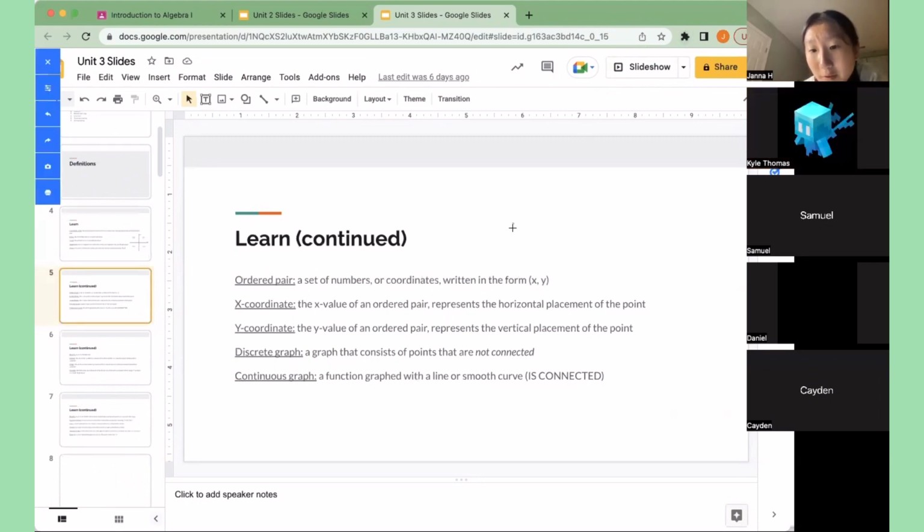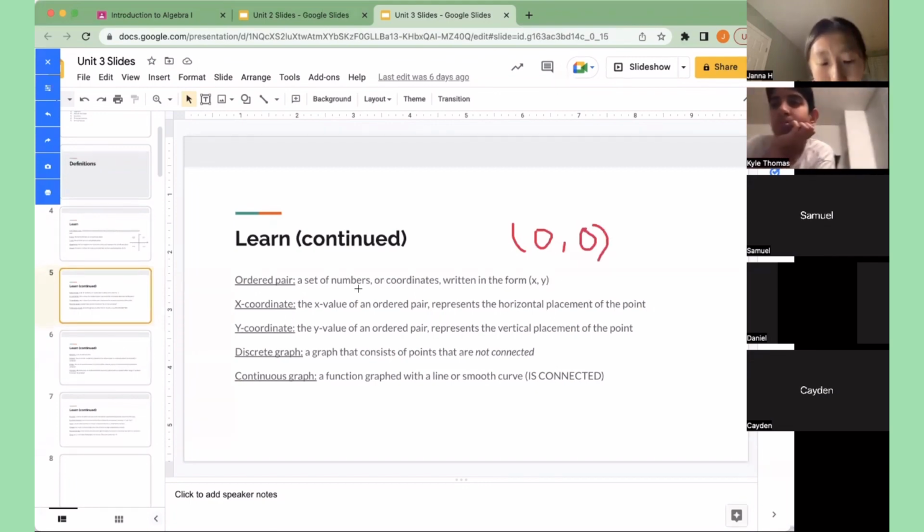Okay, so next, an ordered pair is a set of numbers or coordinates written in the form x, y. So for the origin, it would be 0, 0, and these are parentheses. X coordinate is the x value of the ordered pair, so it'd be this one. And then it represents how much horizontally, so left or right, you go. And the y coordinate is the y value of the ordered pair, and it represents the vertical placement of the point. So it's just how much up and down you go.